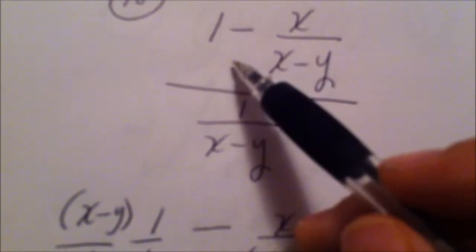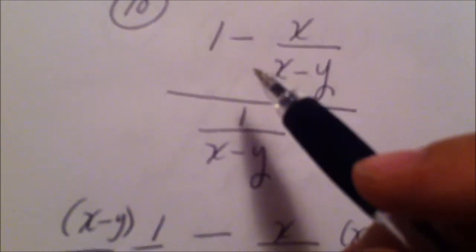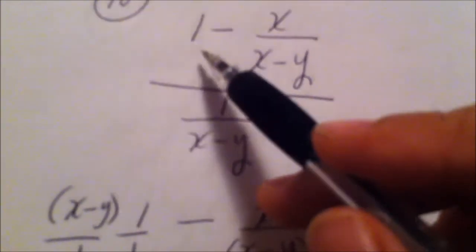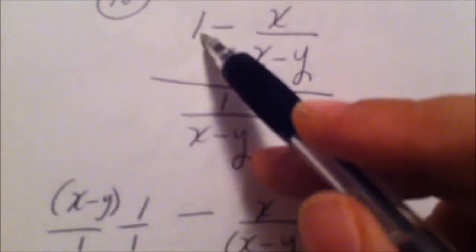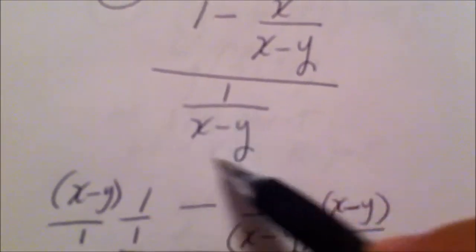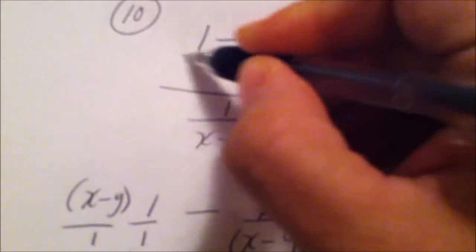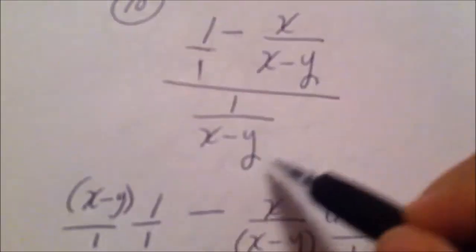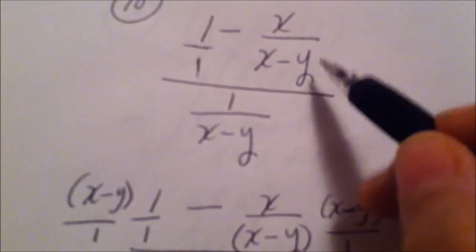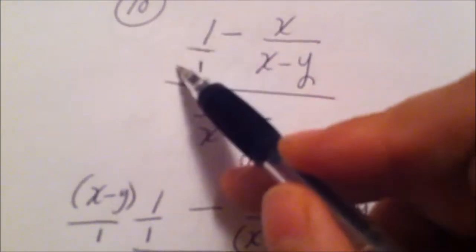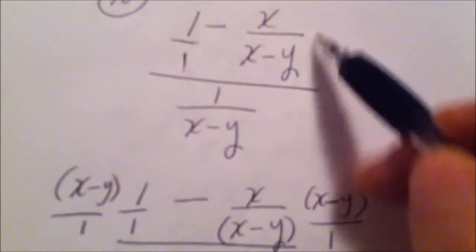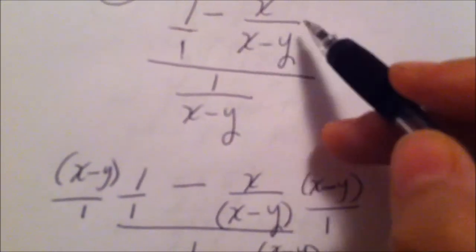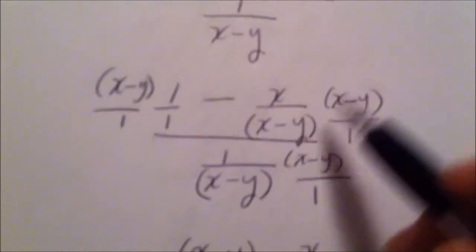Once again, we want to use the LCD method. And the LCD method says we're going to multiply each numerator by the least common denominator of all the terms. And we have 1, 2, 3 terms here. So I'm just going to put this over 1. And the least common denominator is going to be x minus y. So we're going to multiply this by x minus y over 1, this by x minus y over 1, and this by x minus y over 1. And you might want to put parentheses around these binomials, which I did here.